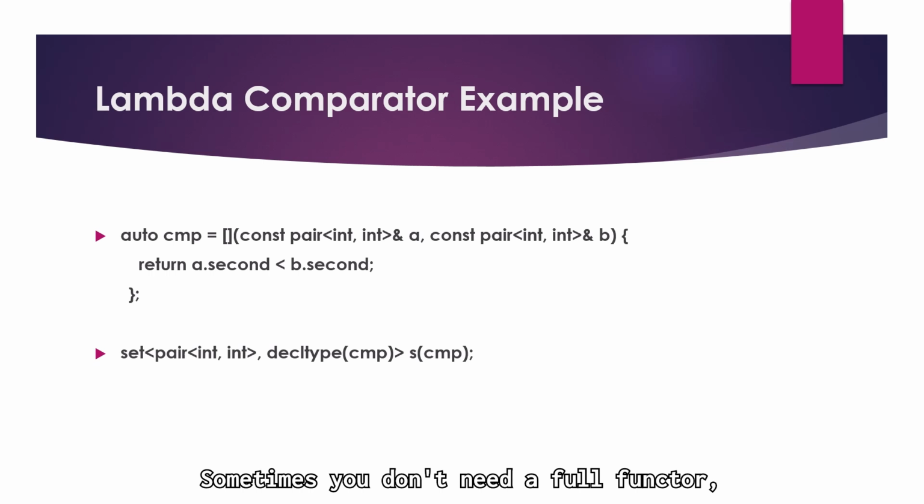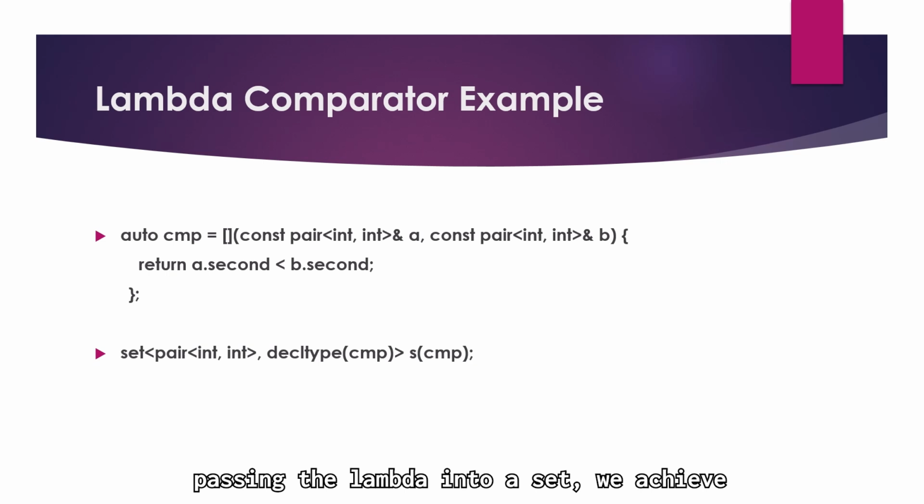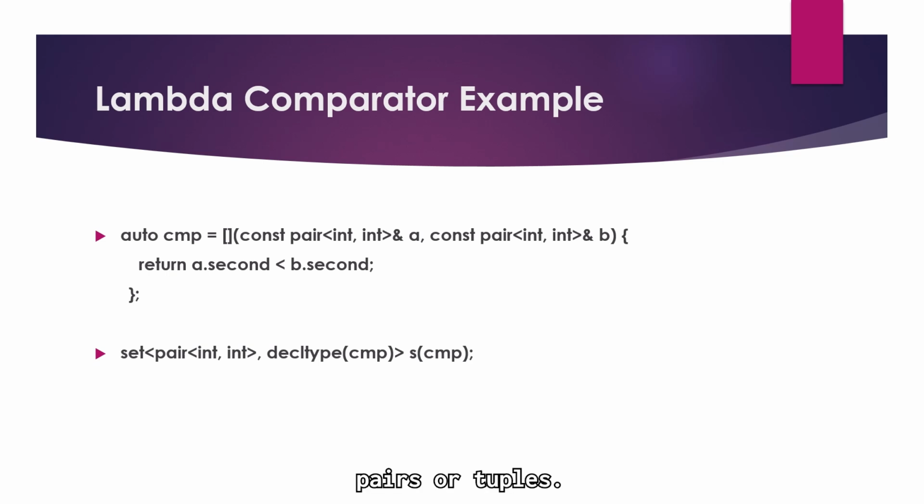Sometimes you don't need a full functor. You just need a quick comparison for a one-time use. Lambdas are perfect for this. Here we define a lambda that compares two pairs by their second value. Using decltype and passing the lambda into a set, we achieve custom ordering inline. It's elegant, functional, and keeps code concise, especially for sorting collections of pairs or tuples.